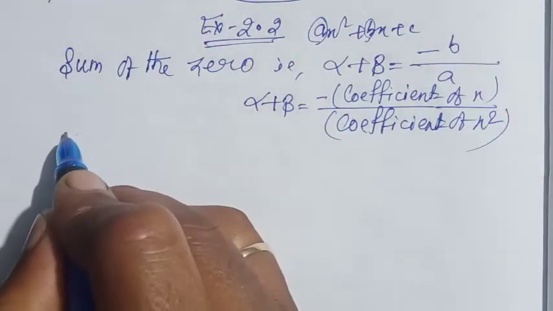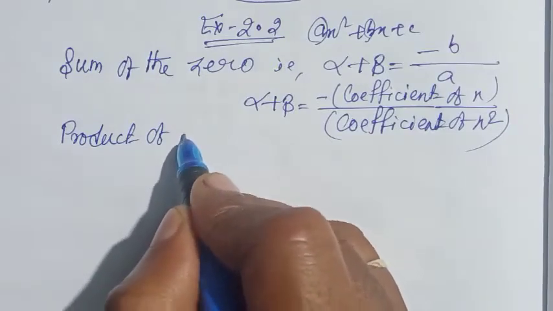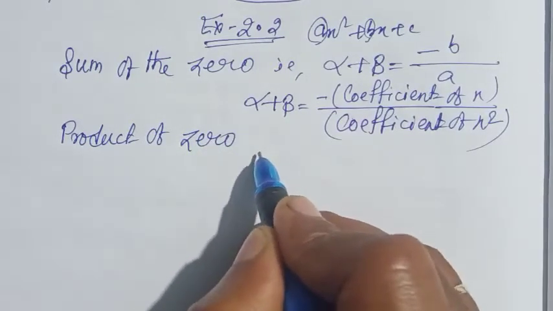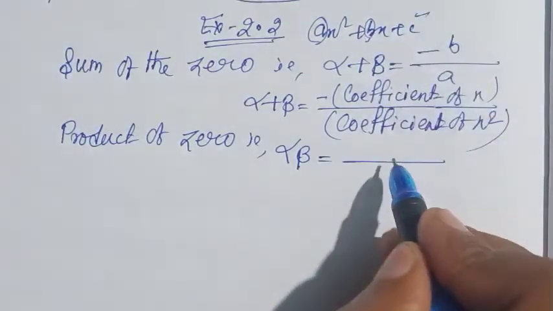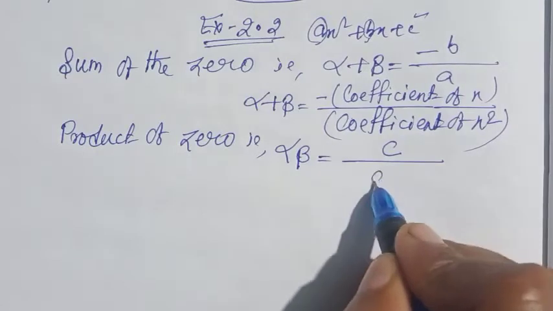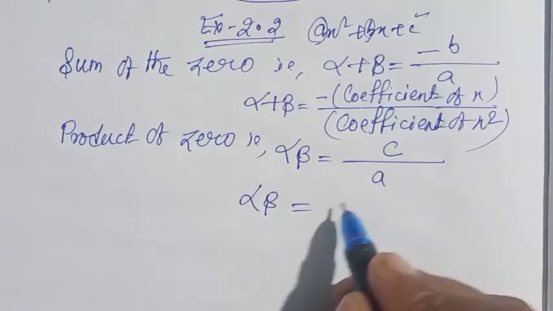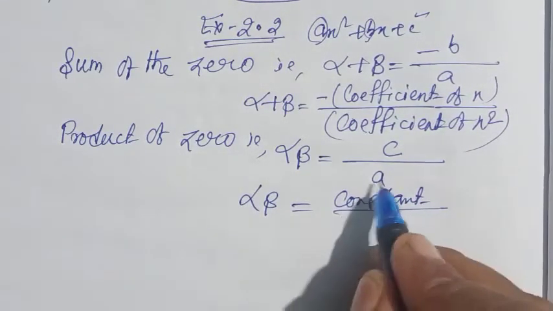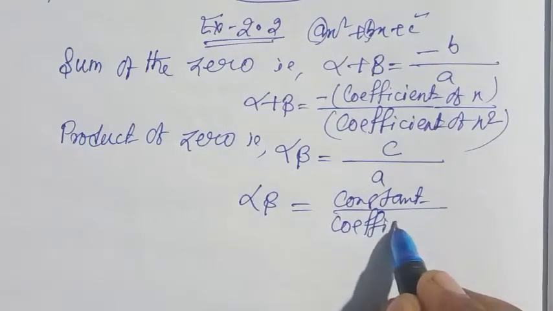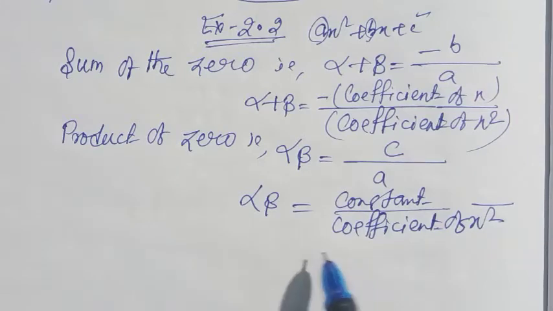Okay, and next one is the product of zeros. That is alpha beta. So alpha beta is c by a, which is already proved. Here you see, this is the constant term divided by the coefficient of x square. Now this is your formula which you have to apply in exercise 2.2.